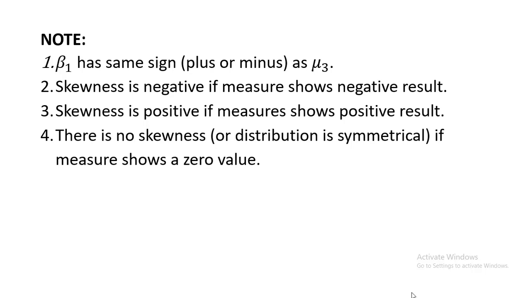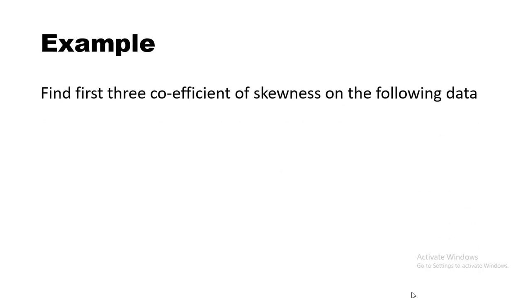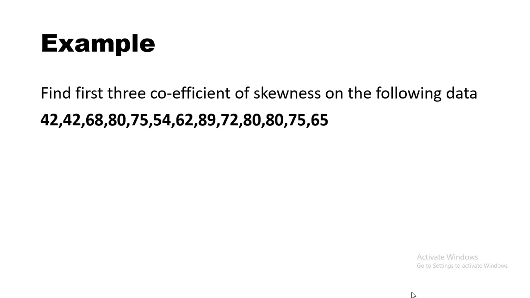Moving on, we'll now consider an example to find out the first 3 coefficients of skewness, and then we'll move on to the fourth coefficient of skewness, the moment coefficient of skewness. The example says you need to find the first 3 coefficients of skewness on the following data. The values are 42, 68, 80, 75, 54, 62, 89, 72, 80, 80, 75 and 65. This type of data is called ungrouped data. We refer to it as case 1 data.